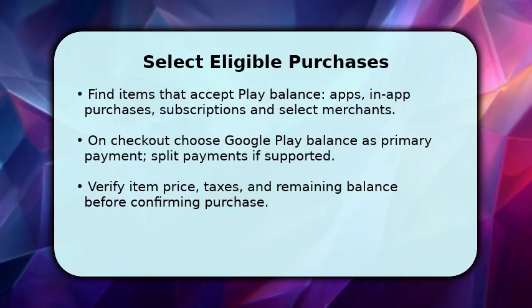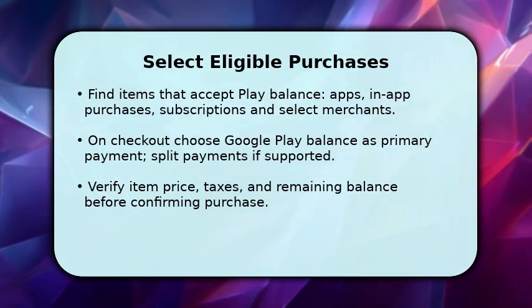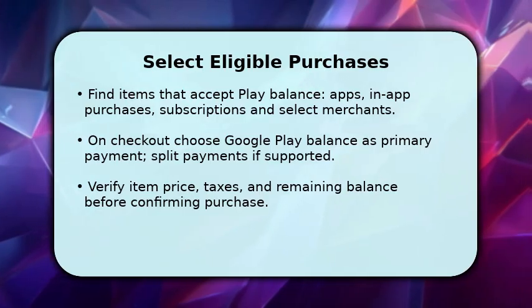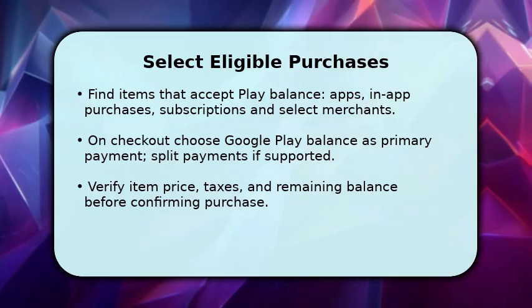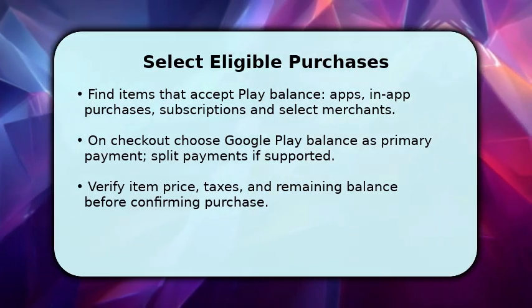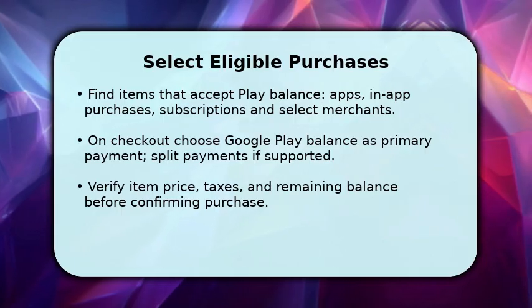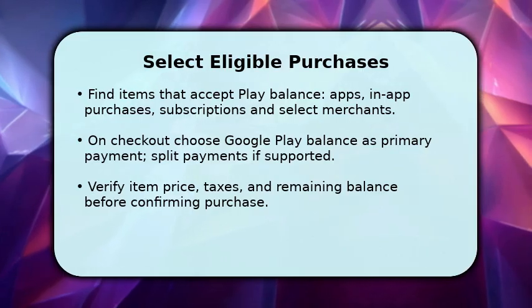You proceed by choosing an eligible item: apps, games, subscriptions, or select merchants that accept Play balance. Tap Buy or Subscribe and at checkout choose Google Play balance as the payment method. If the total exceeds your balance, choose a secondary method to cover the remainder. Make sure taxes and any regional fees are visible because they'll draw from your balance too.